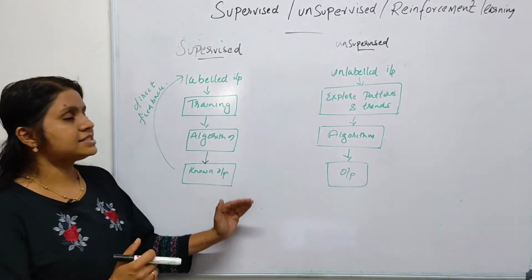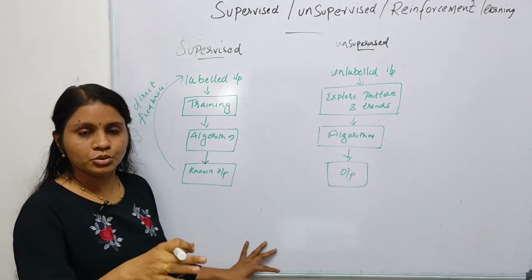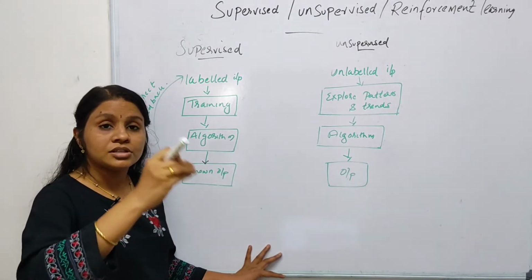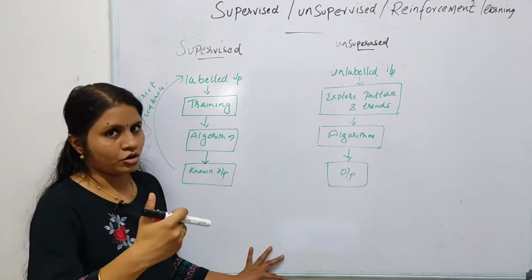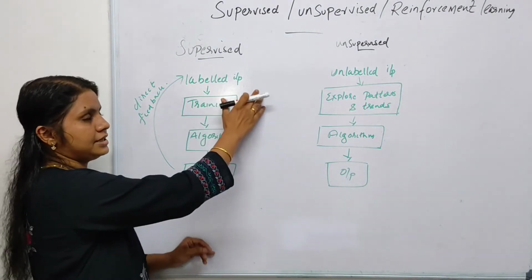Likewise, in supervised learning, just remember, a labeled data set will be given to you. Labeled data set means the answer to the solution is already known. The answer for that problem is already known. So there is a labeled data set given.